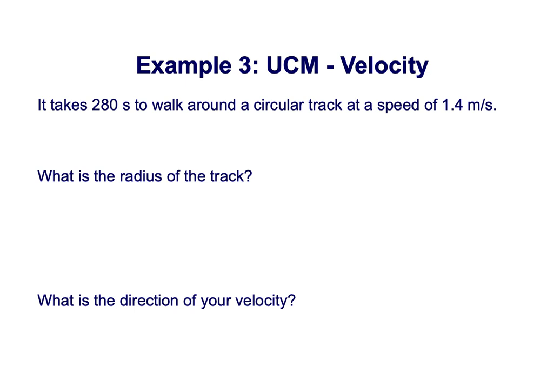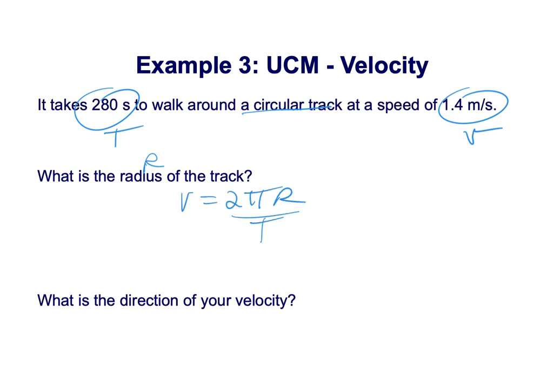Okay, so for this one, it takes 208 seconds to walk around a circular track. So that's the period, the time it takes to do one lap. Speed, okay, that's tangential speed, V. What is the radius of the track? Okay, so this is very repetitive. So V equals 2 pi r over t.